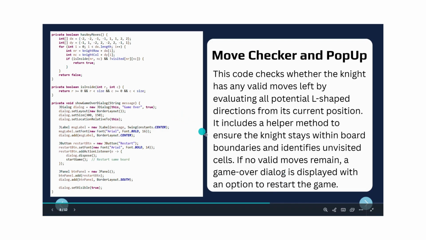For our next slide, for the next code, we have the move checker and the pop-up. This code checks whether the knight has any valid moves left by evaluating all potential L-shaped directions from its current position. It includes a helper method to ensure the knight stays within board boundaries and identifies unvisited cells. If no more valid moves remain, a game over dialog is displayed with an option to restart the game itself.